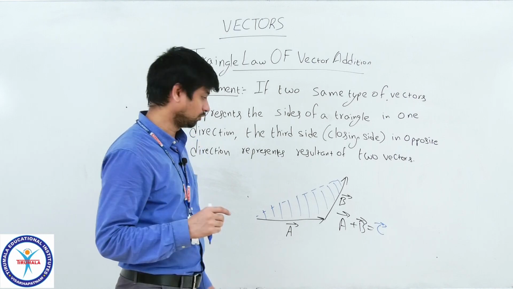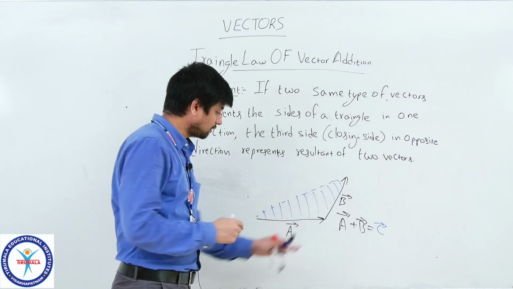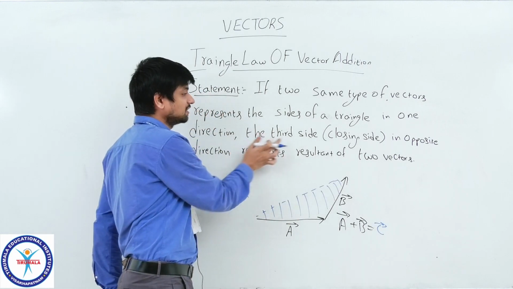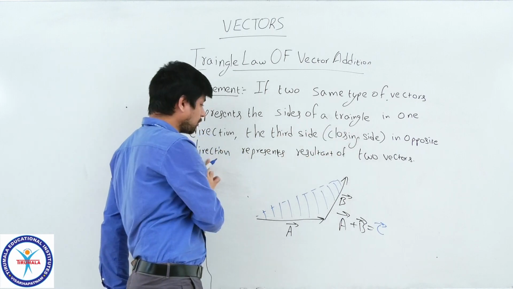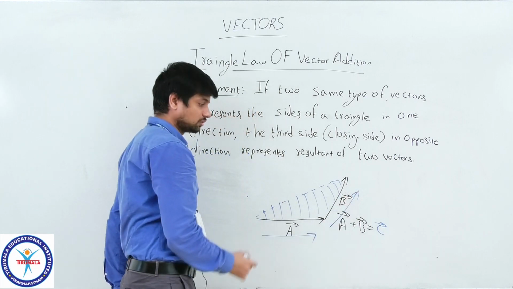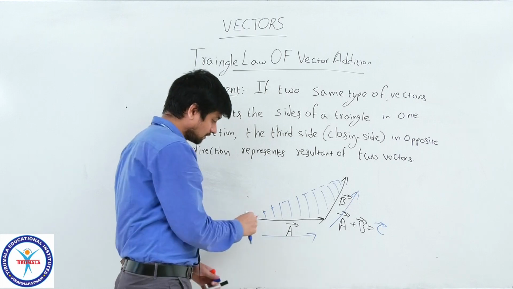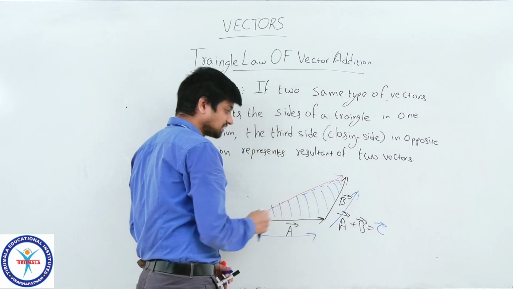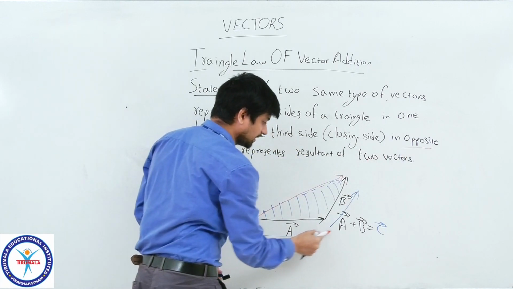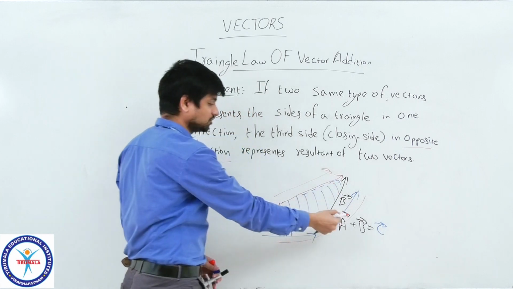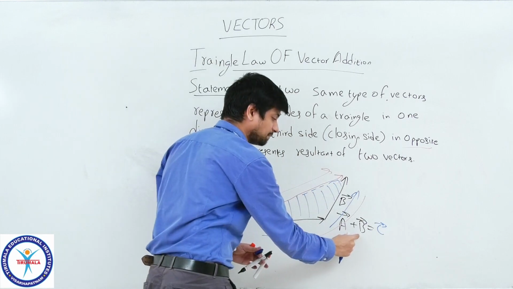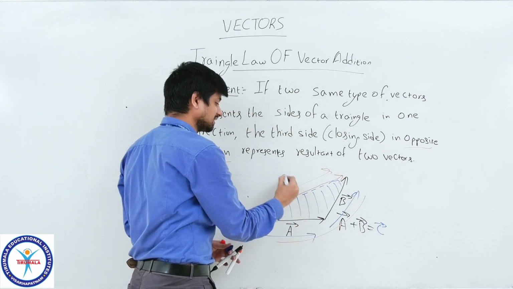So, what does it call? We are going to know. Okay. So, I just joined this imaginary line. Now, what I said here, the third side, the closing side, is in the opposite direction. Look at this. This is going in this way, and this is going in this way. So, this is the third side. This third side is in the opposite direction, children, opposite to these two directions. It represents the resultant of two vectors. So, A plus B gives you the C vector, means this is the C.